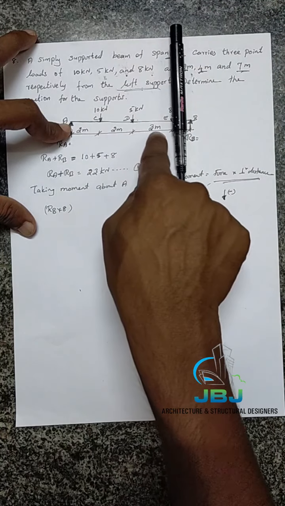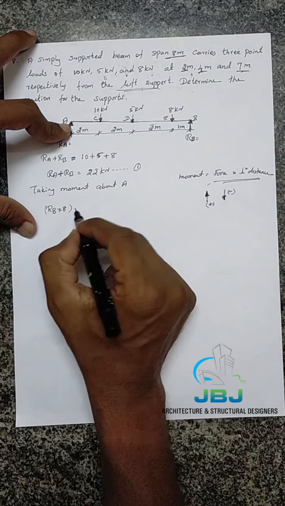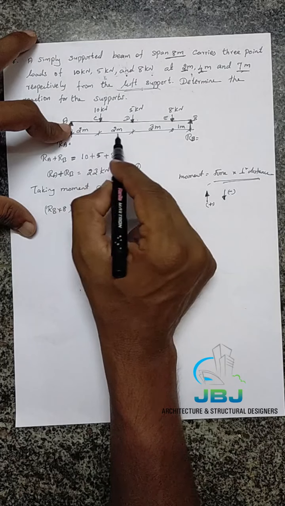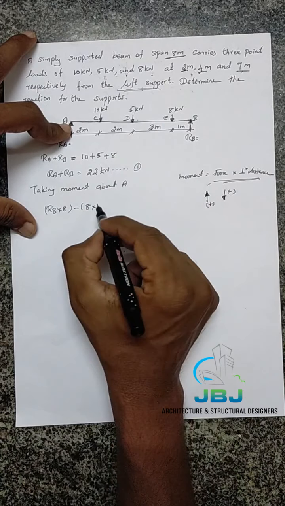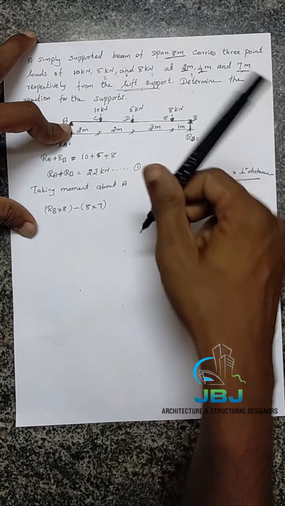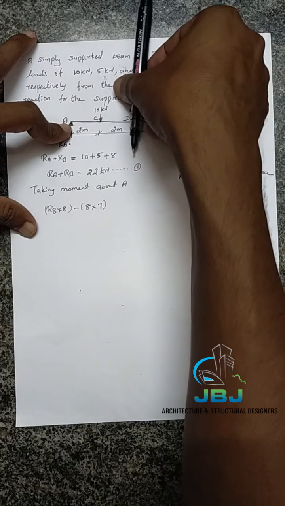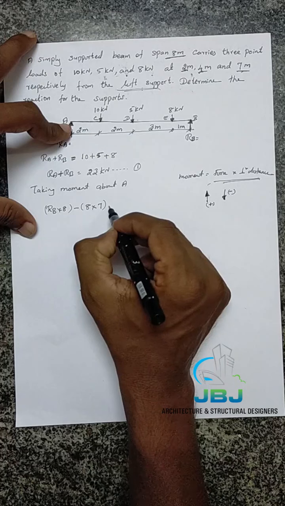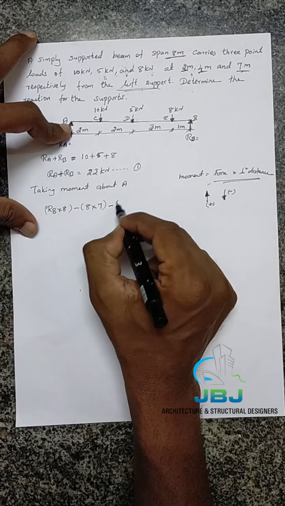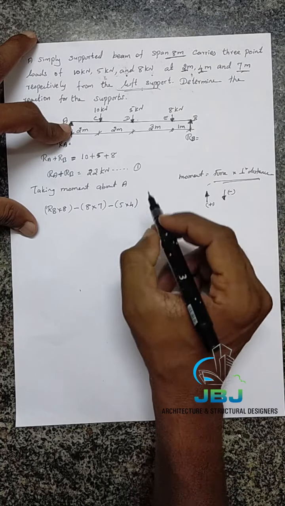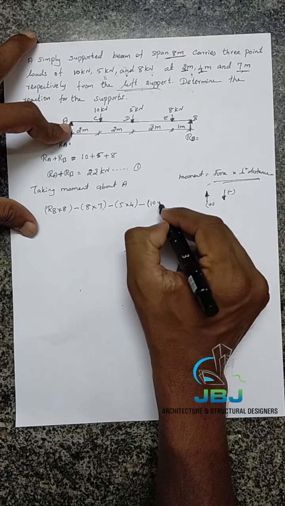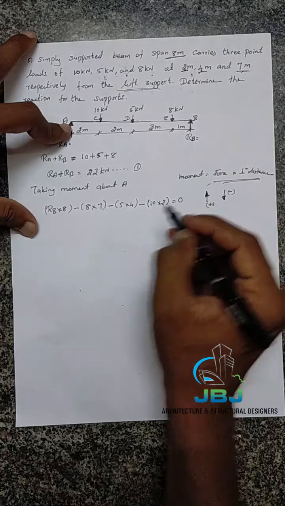Here this is the perpendicular distance, so you can put a negative sign. 8 into 2 plus 2 plus 3, so 7 meter. Again one more force is there, which is acting in the downward direction, that is 5 kilonewton. That's why we put the negative sign. So 5 into 4 meter. Here one more force is there, which is also acting in the downward direction. 10 into 2 meter, that is equal to 0.